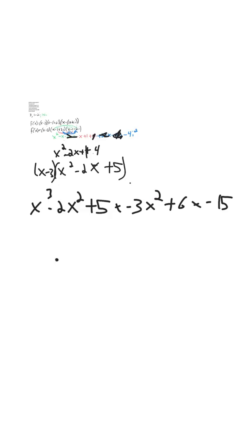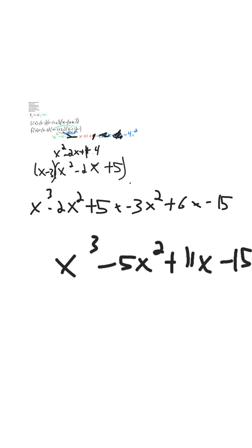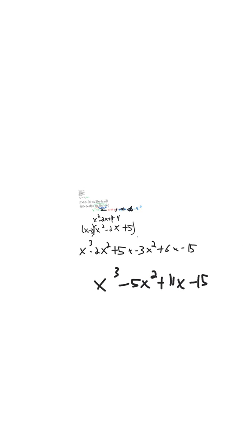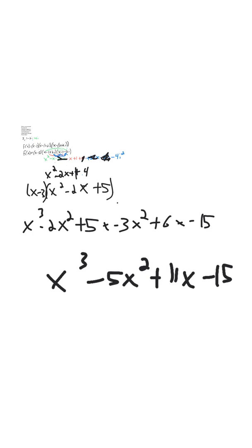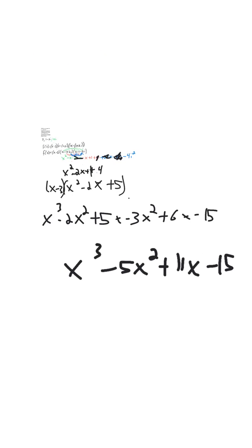That's what everything looks like. And then we get x cubed minus 5x squared plus 11x minus 15. There we go. So that's what the polynomial looks like in standard form. That would be your final answer.